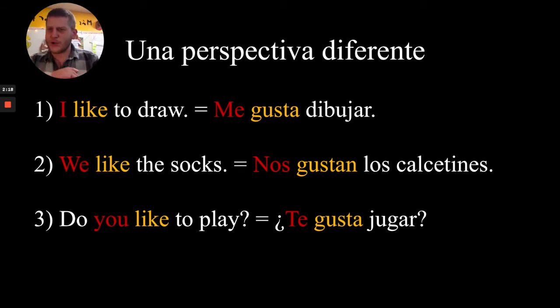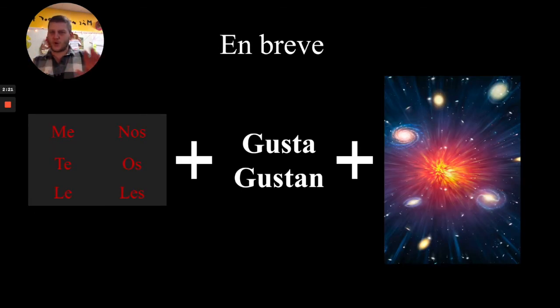So let's synthesize this new perspective of ours. Here we go. In short, we've got me, te, le, nos, os, le. Next step, choose gusta or gustan. And then, whatever it is in the universe that you like, put that word right there. So, if I want to say, I like chocolate. Chocolate is singular, third singular, so I'm going to use gusta. I'm not going to use gustan. And it's pleasing to me. So, me gusta el chocolate. Let's say we like puppies. Nos gustan perritos.